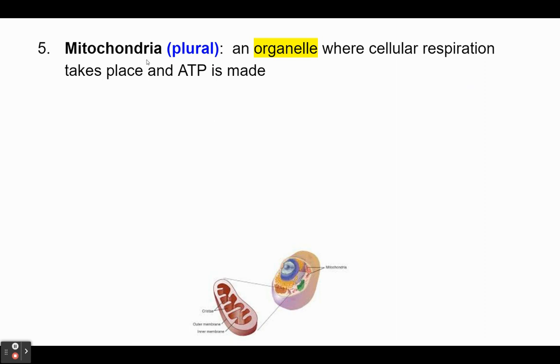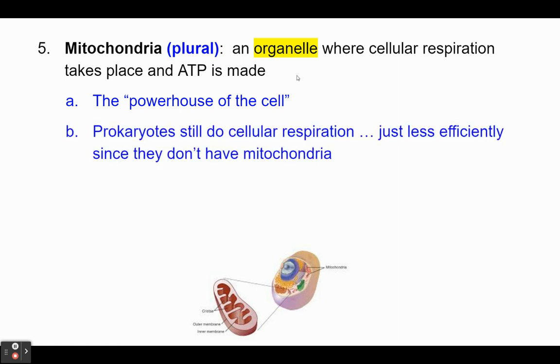Our fifth structure is the mitochondria, and that's plural. Mitochondrion is the singular, so one mitochondrion, many mitochondria. The mitochondria or mitochondrion is an organelle, again, note it, where cellular respiration takes place and ATP is made. You've learned about this process previously. This is the powerhouse of the cell. Prokaryotes still do cellular respiration. They just do it less efficiently because they don't have mitochondria. You'll learn in AP biology how cellular respiration actually takes place in the mitochondria and how this nice little structure allows cellular respiration to take place so efficiently.